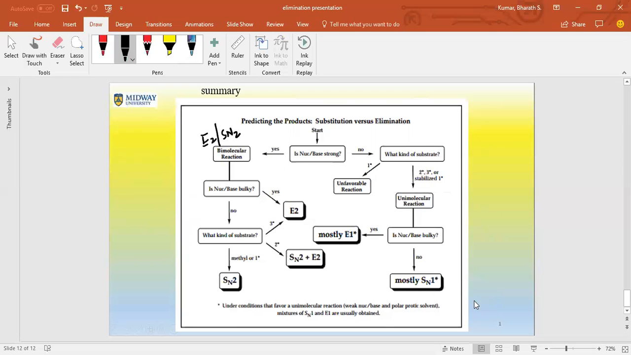If the base is weak, that means it's not strong. It's what the question is asking. That means the base is weak. Then you have an E1 or SN1 probability, right? So if you decide to go E2 or SN2, it means it's bimolecular. That means the 2 stands for that it depends on both the concentration of the reactant and the nucleophile.